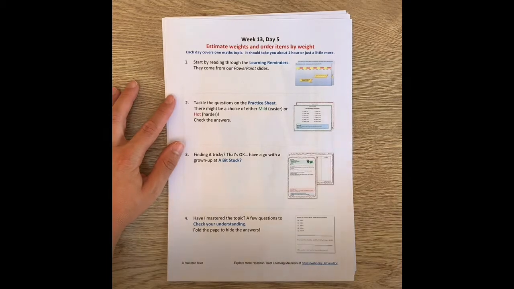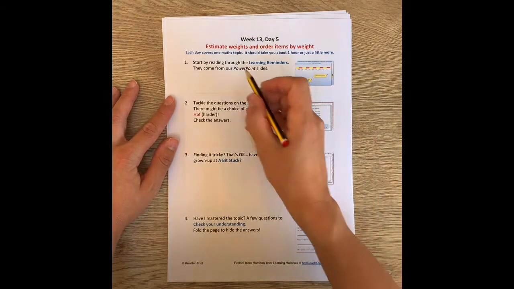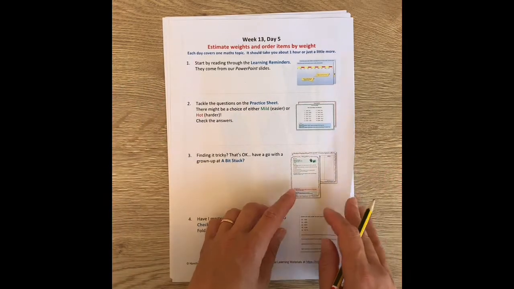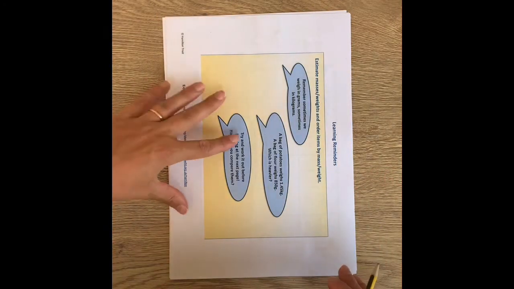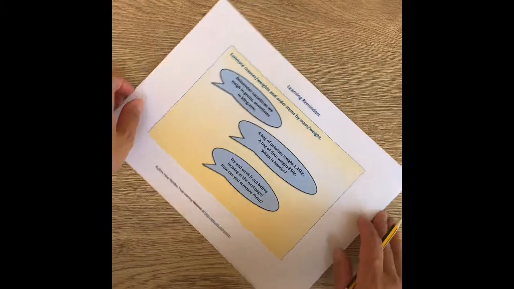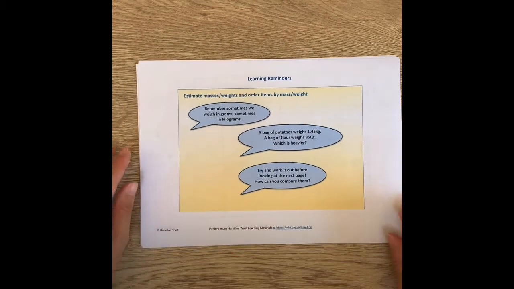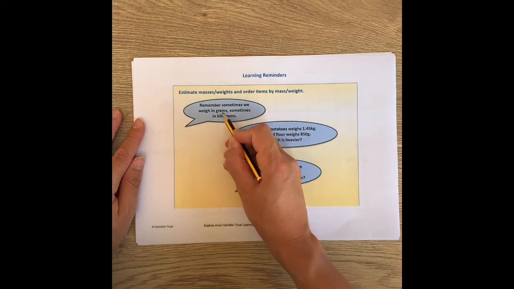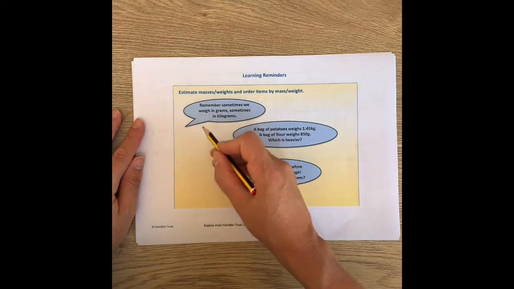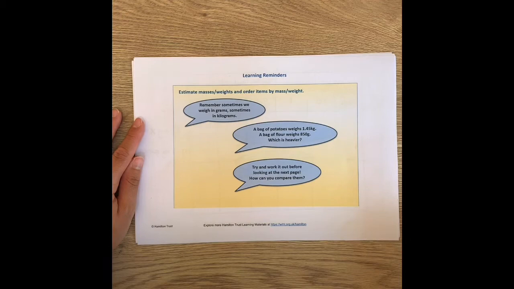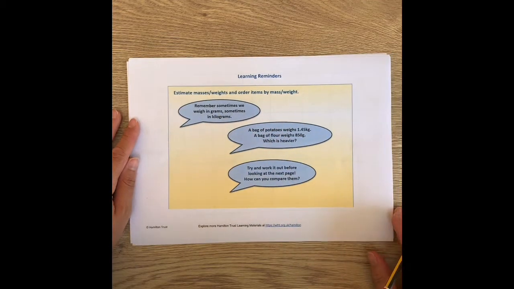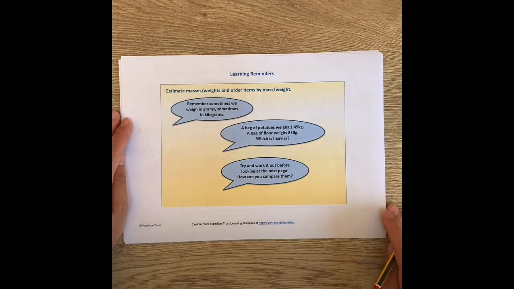We are on week 5 and we're going to be looking today at estimating weights and also ordering items by weight. So when we are looking at how much something weighs, we often measure this in either grams or kilograms. Now there are other units of measurement for weighing such as ounces, but it's normally grams and kilograms that we would be looking at, certainly in terms of maths lessons.